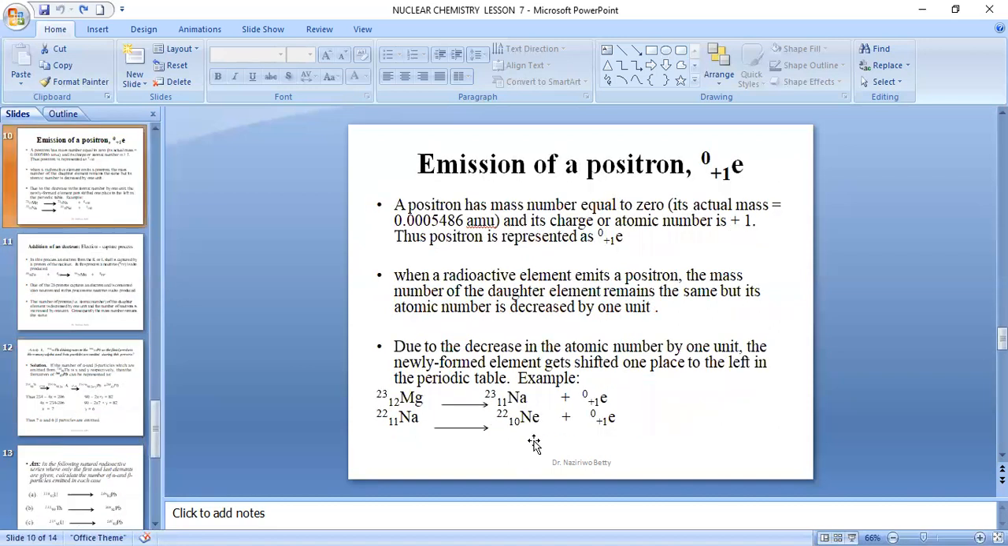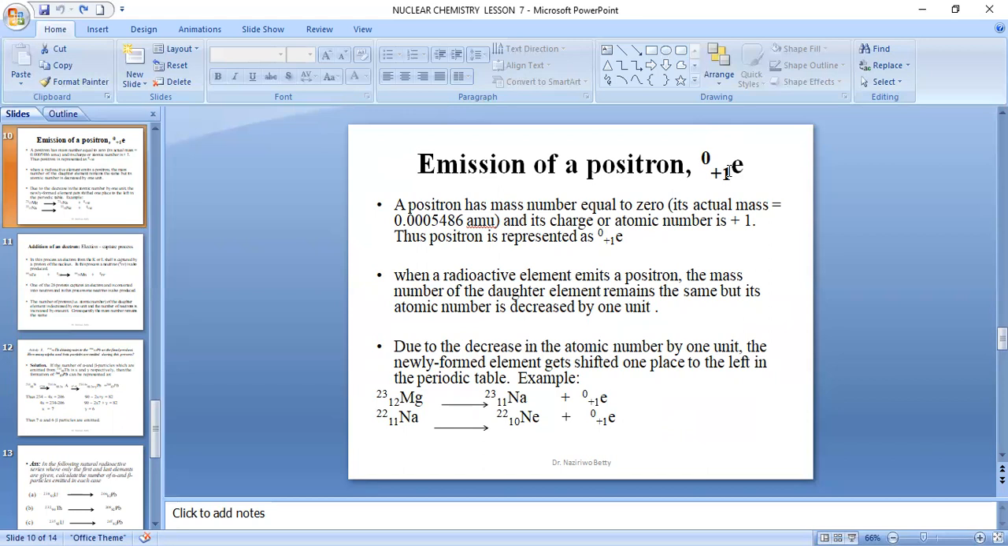Emission of a positron. A positron has mass number equal to 0 and its charge or atomic number is +1. And when a radioactive element emits a positron, the mass number of the daughter element remains the same because the mass number of the positron is 0. But the atomic number is decreased by 1 because it has a +1 atomic number.